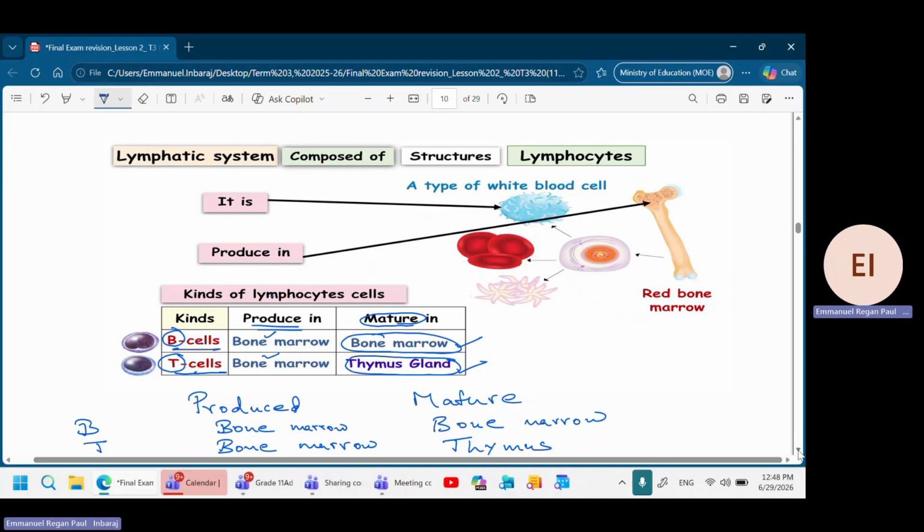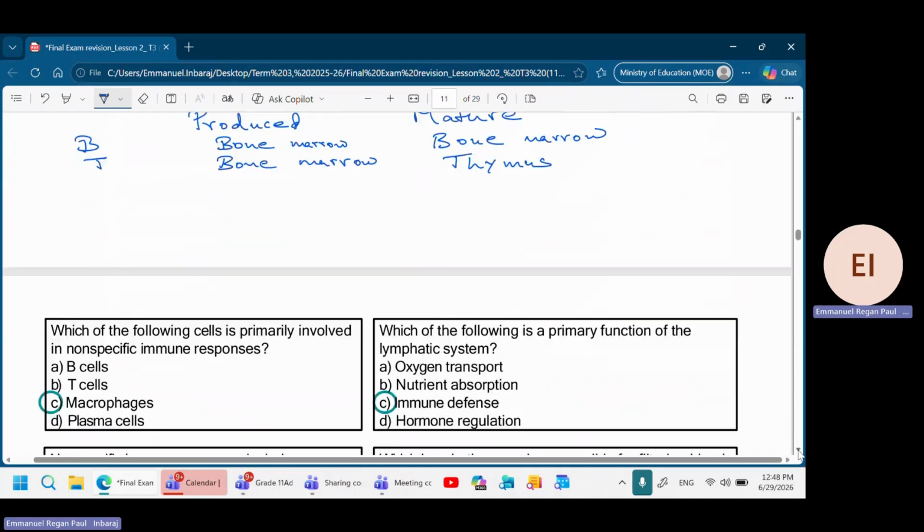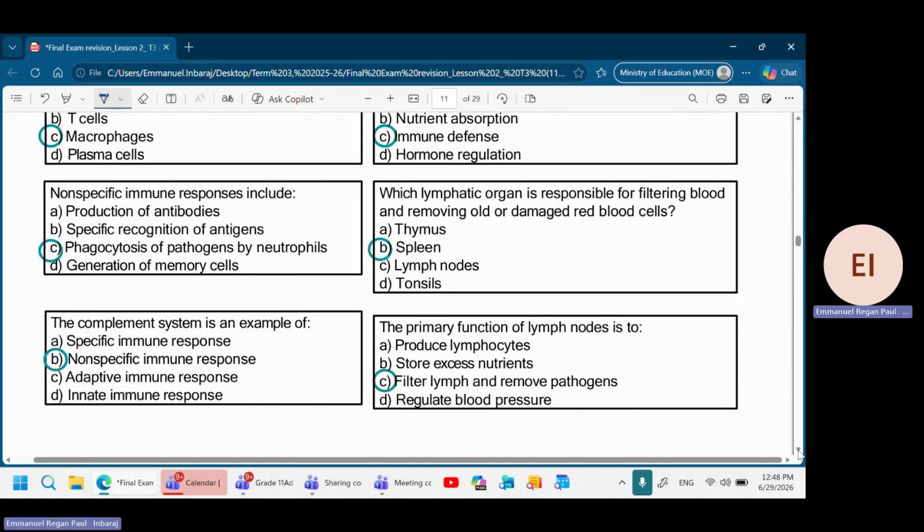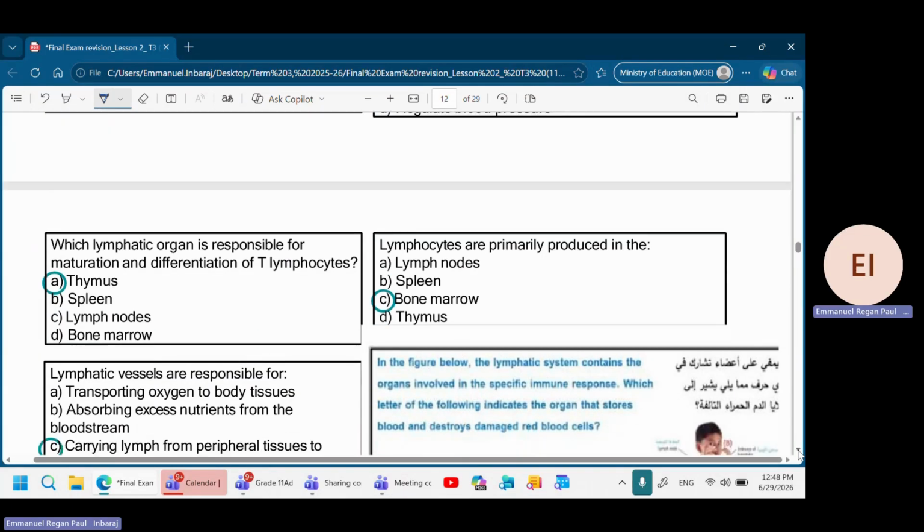Okay, it's important. There are many questions on this in the past paper. Okay, so there are many questions here. You can just go through all these questions. I've given you the answers.